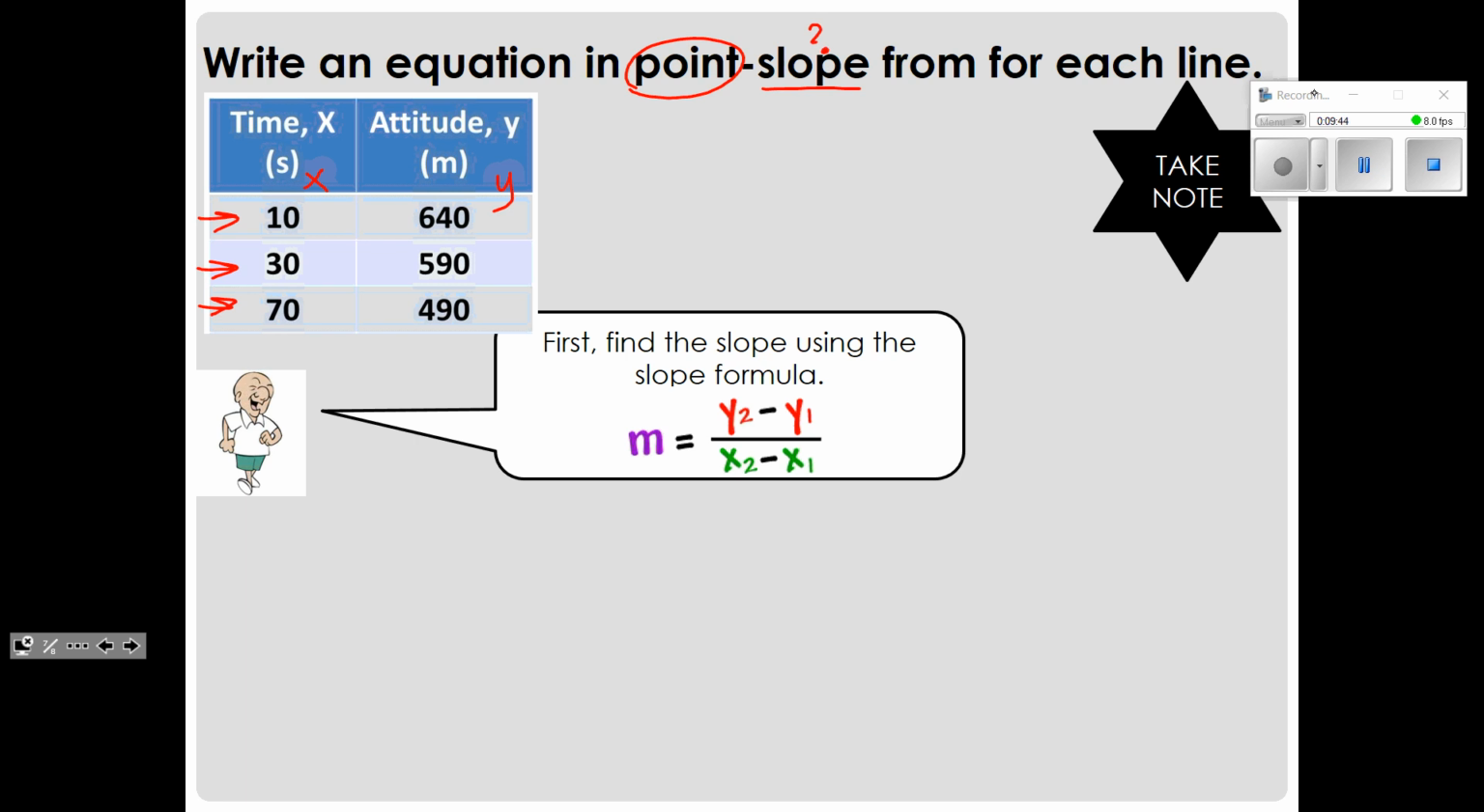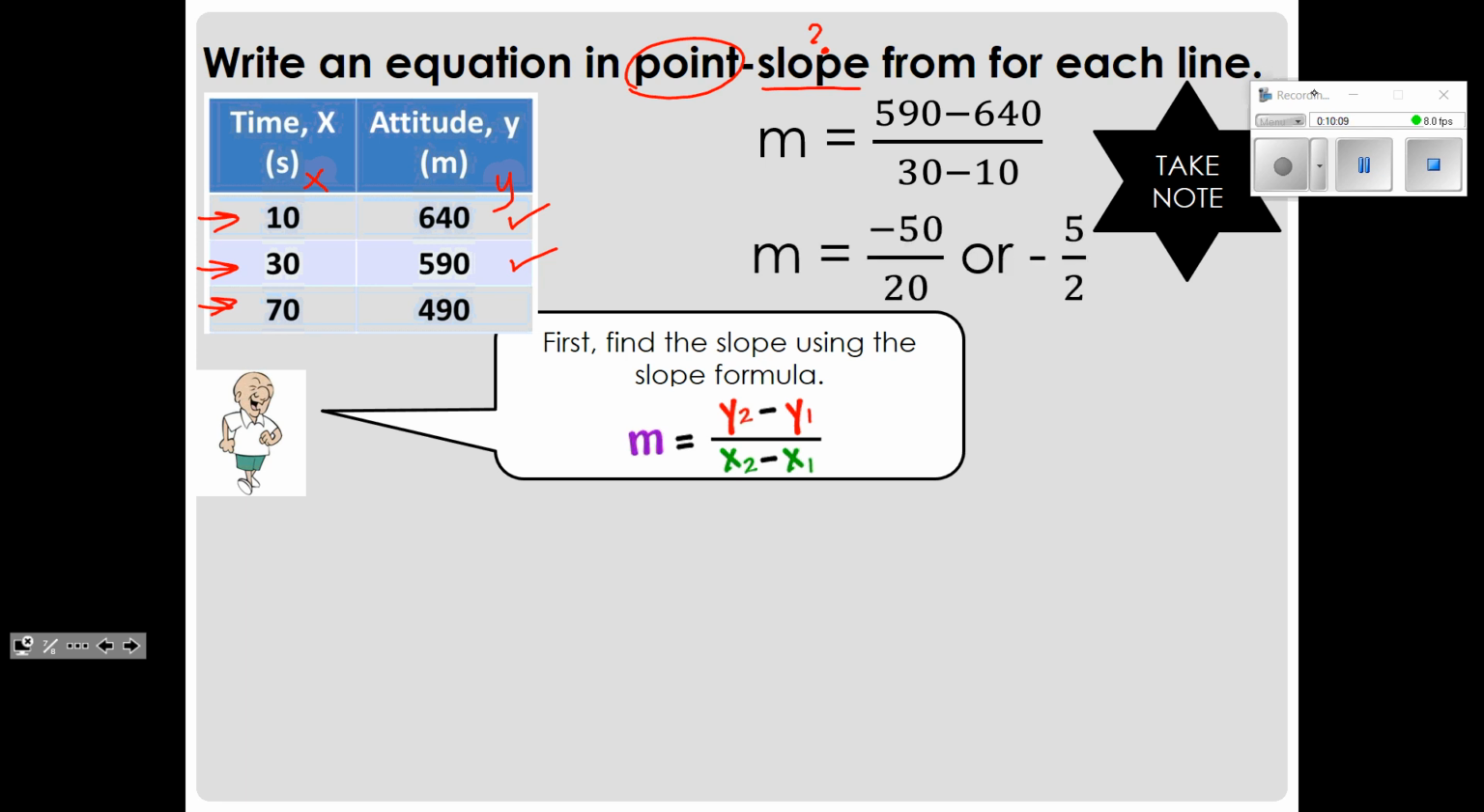So again, how do we figure out what the slope is? We have to use the slope formula. The slope formula requires 2 points, so you can choose which 2 you want to use. I am going to use this one and this one, and I'm going to subtract the y's on the top. So I did 590 minus 640. And when I subtract the x's on the bottom, they go in the same order. So 30 minus 10. That would give us negative 50 over 20, or simplified, a slope of negative 5 halves.